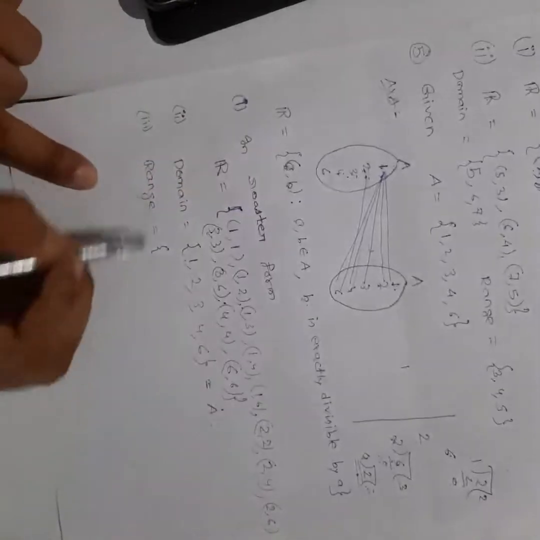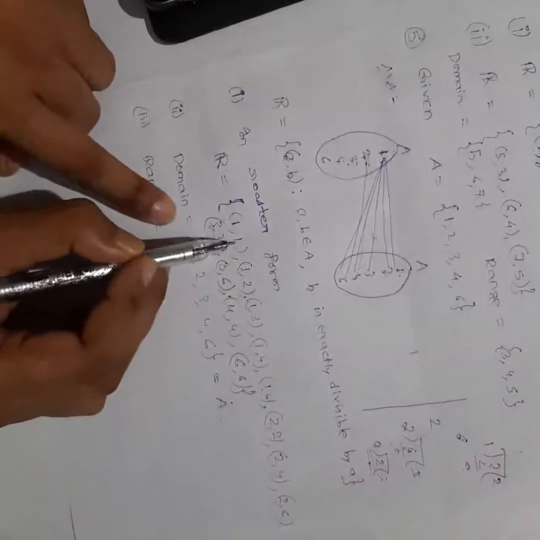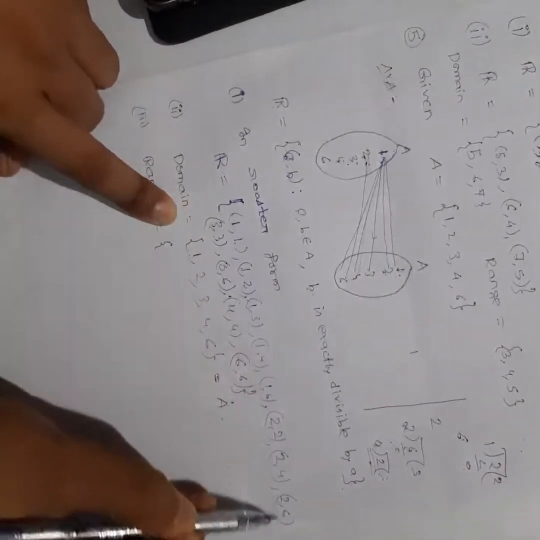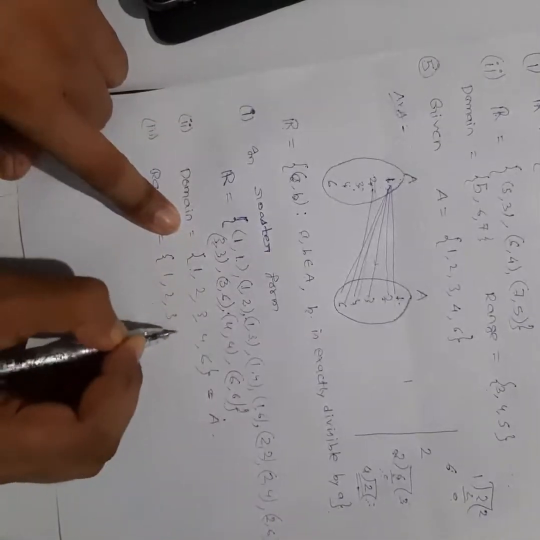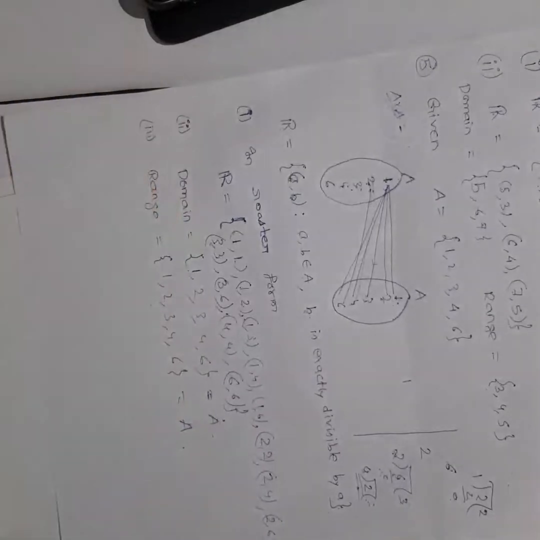Okay, what about the range? Range will be all your images, right? So you can see the second elements 1 2 3 4 6, and the rest is all repeated, 2 4, so don't repeat all those. So 1 2 3 4 6 means your range is also that.